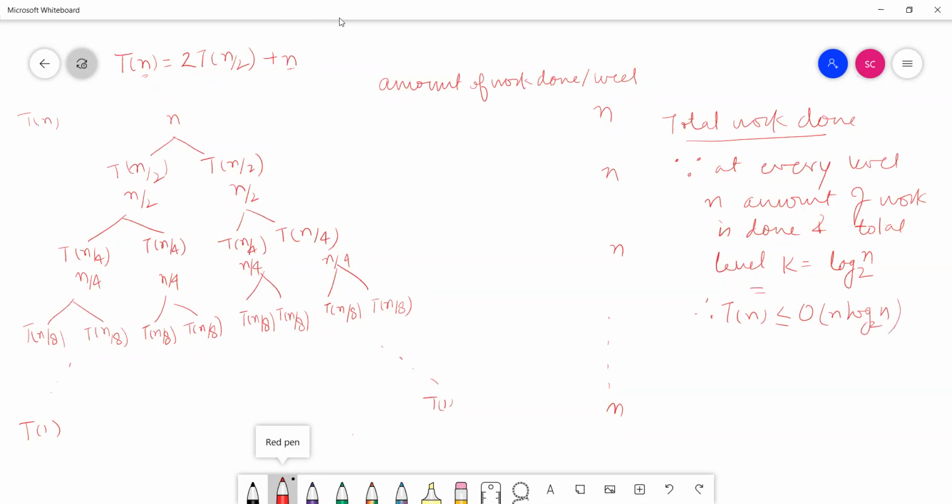So total work done is what? n into k, and k is log n. So total order of n log n base 2. Is this clear? Yes, sir. Note it down.